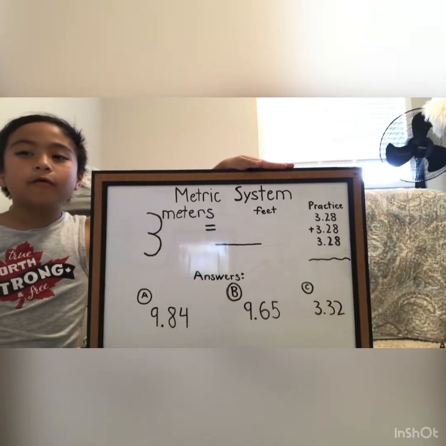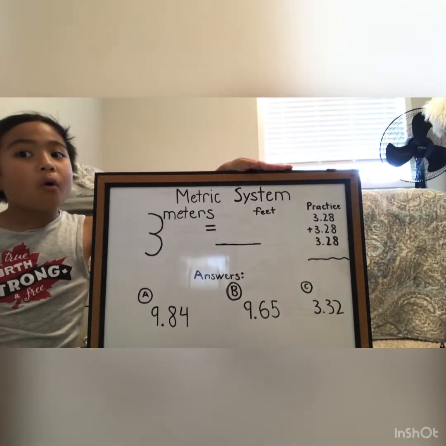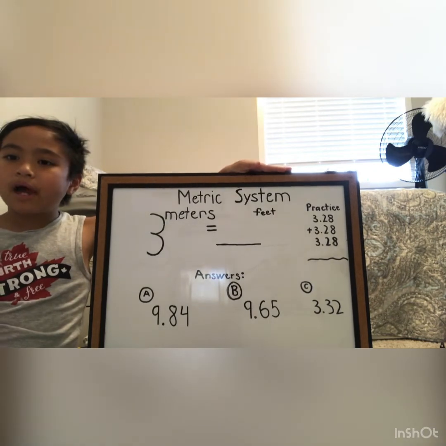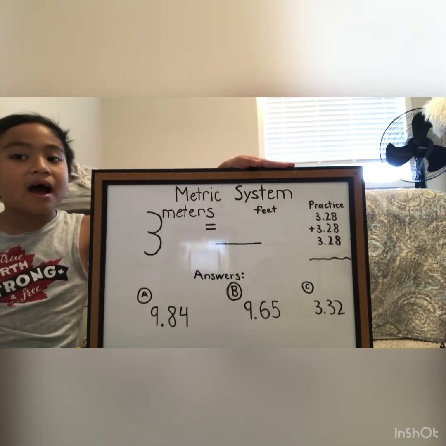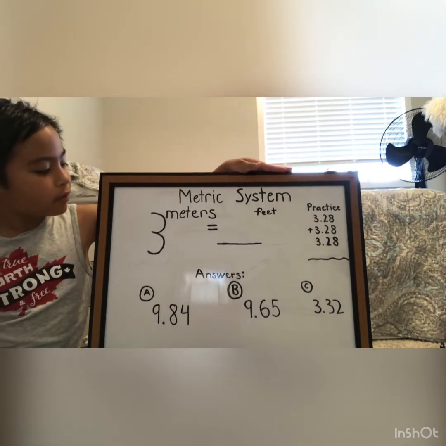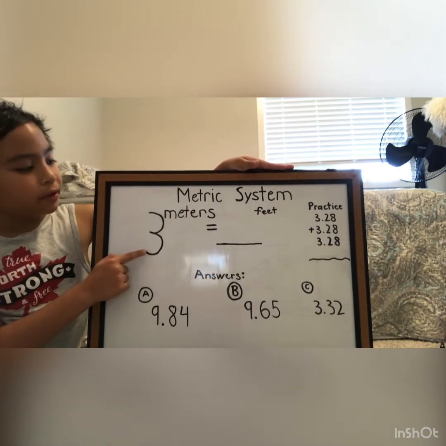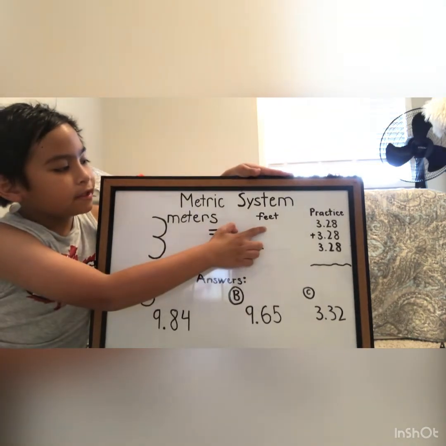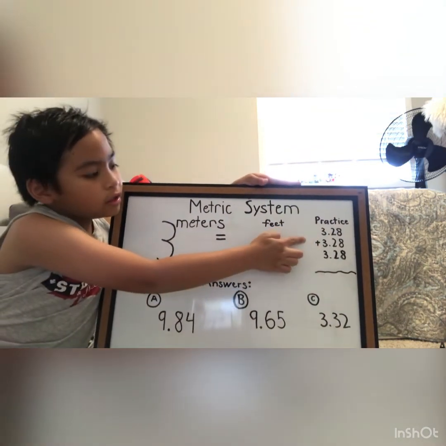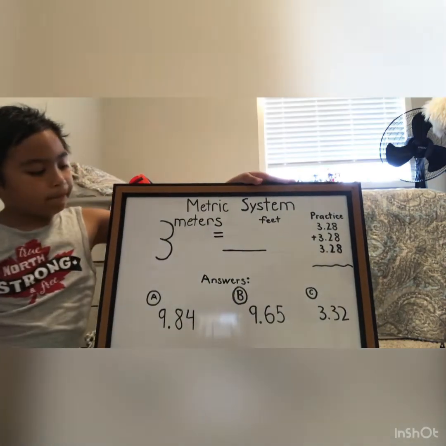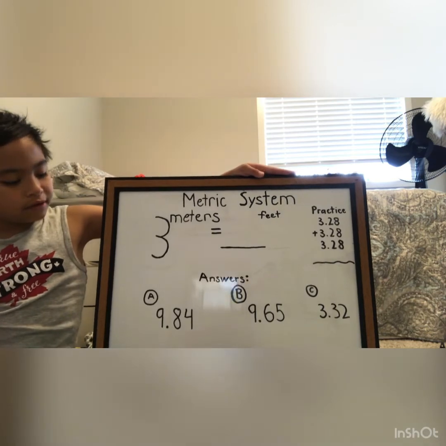So now we're gonna go for questions. So we're gonna be at the metric system height. Here's the question. 3 meters equals something feet. Here's the practice if you need. Here are the answers.